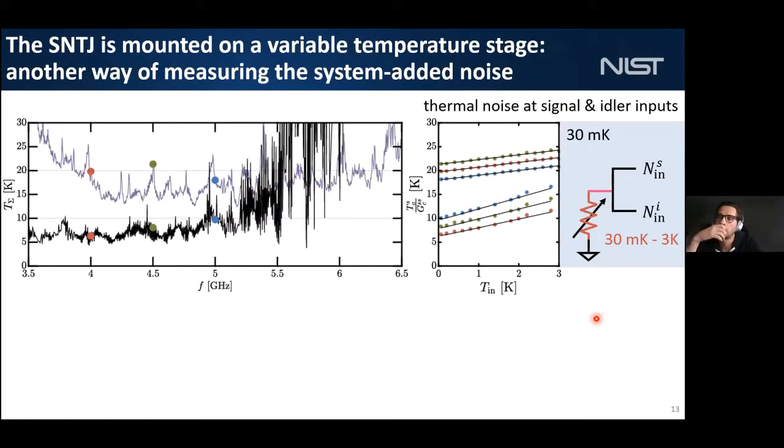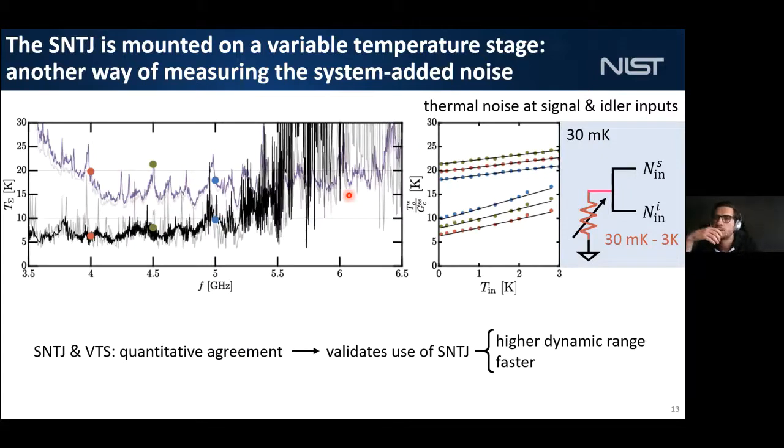Now, to be confident in our noise measurement, we performed another noise measurement independent of the first one, because we mounted the shot noise junction on a variable temperature stage. And so that way, if we keep the shot noise junction at 0 voltage bias, where it looks like a 50 ohm load, we can input a thermal noise into the amplification chain, and also get T sub sigma that way. So this is what I'm showing you here on this central panel. Now, if I overlay the results with the previous results, you see that there's actually quantitative agreement. So it gives us confidence in using the shot noise junction.